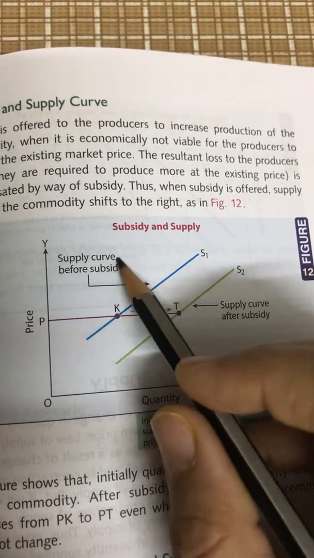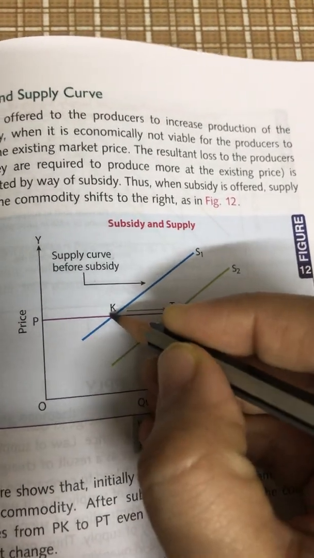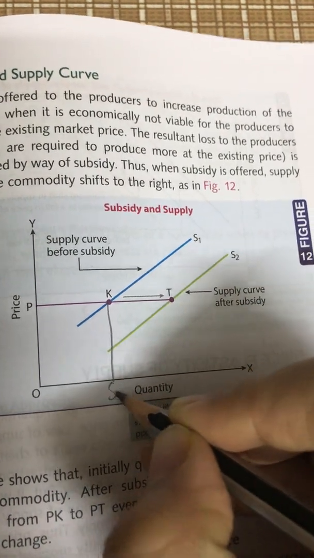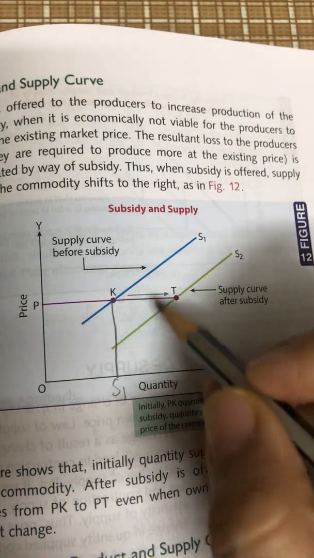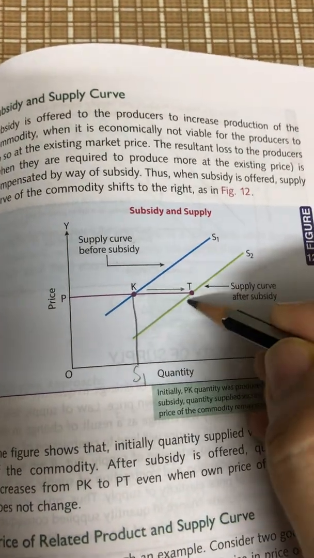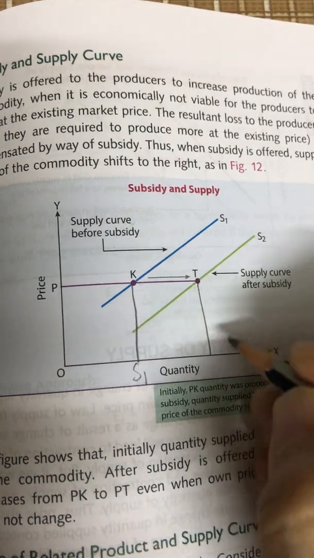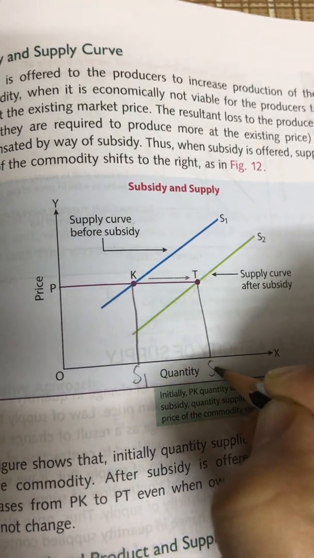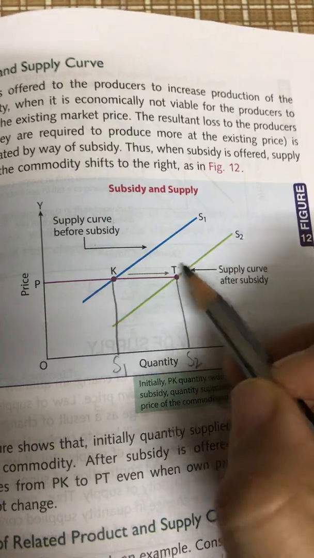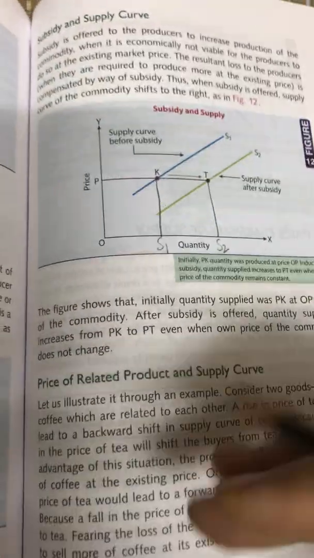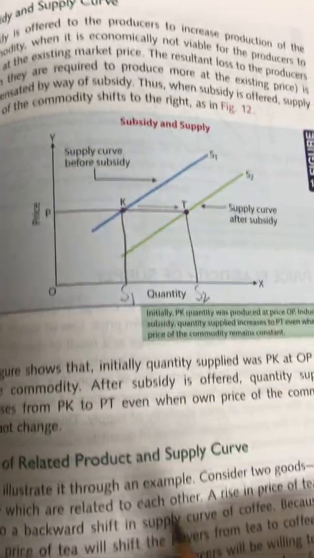Okay, so that is the supply curve before subsidy, and of course, if you draw a corresponding line, you will come to know that OS1 is the original supply. Now after taking a subsidy from the government, your supply is going to increase at the existing price. So your supply is going to increase from OS1 to OS2. So this is the new supply curve, which is the supply curve after subsidy. Okay, this is after you get the subsidies from the government, right?